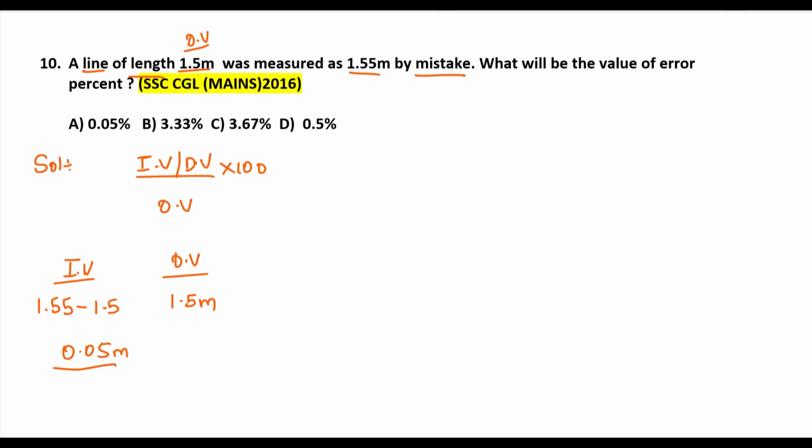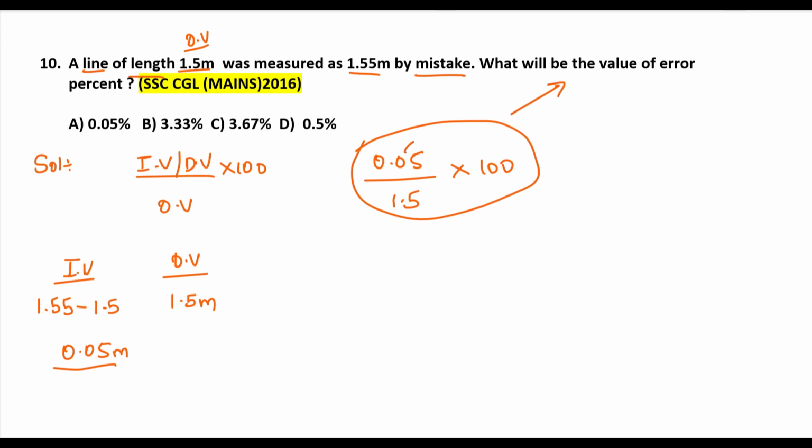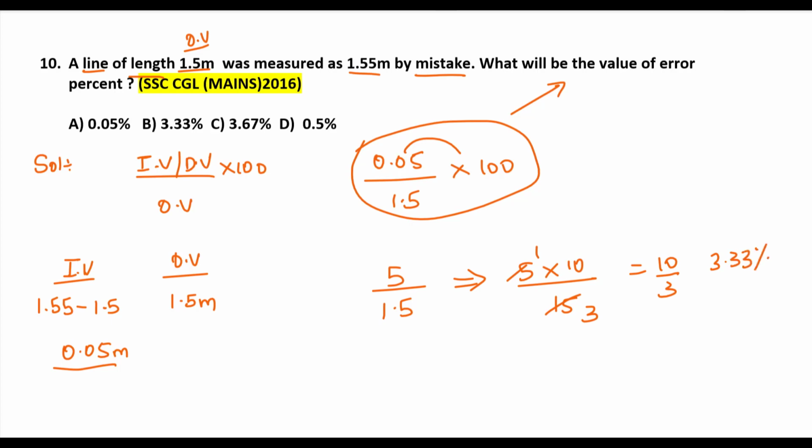When you substitute this increased value and original value into the formula, we'll get 0.05 by 1.5 into 100. By doing this, we'll get our percentage error. We know 0.05 multiplied by 100 will give us 5. 5 by 1.5 becomes 5 into 10 by 15. 5 ones are 5, 3 fives are 15. So 10 by 3 is 3.33%. Therefore, our answer is B.